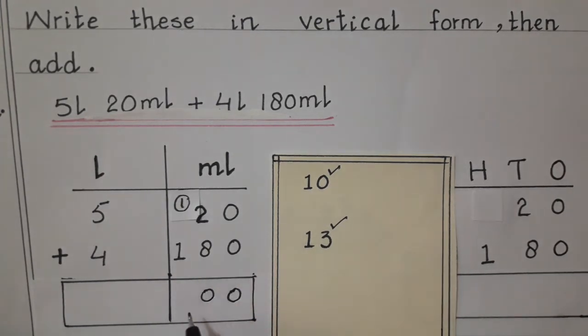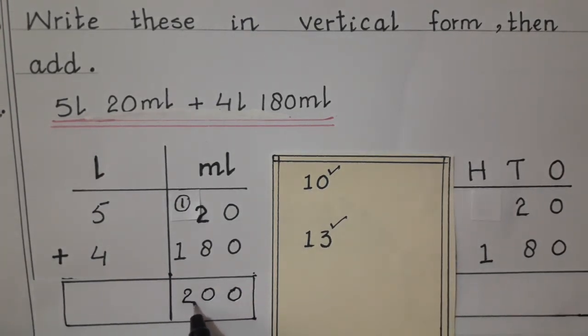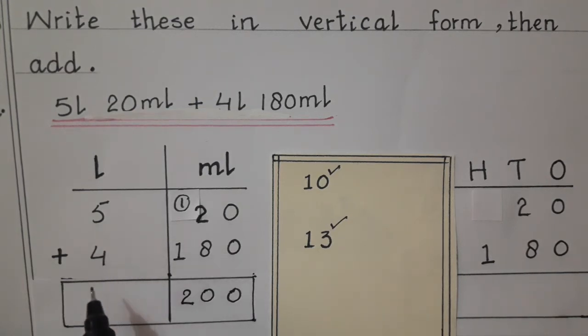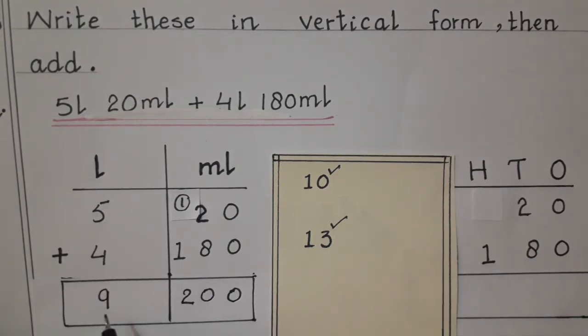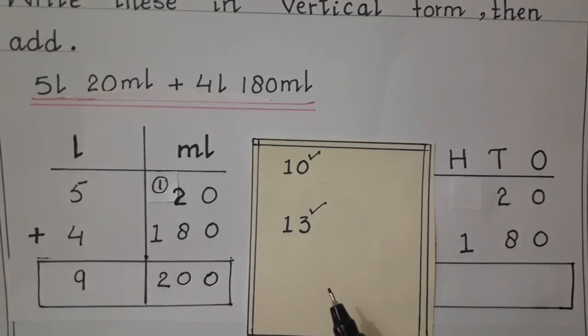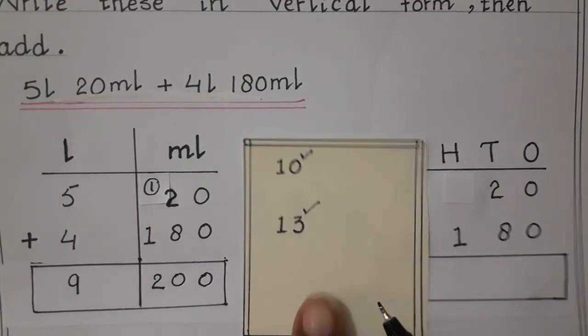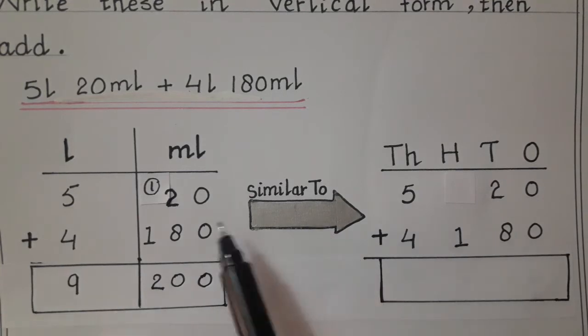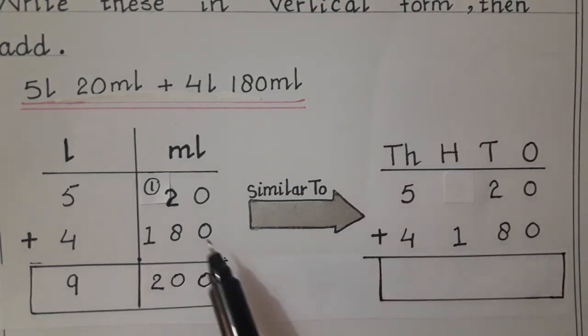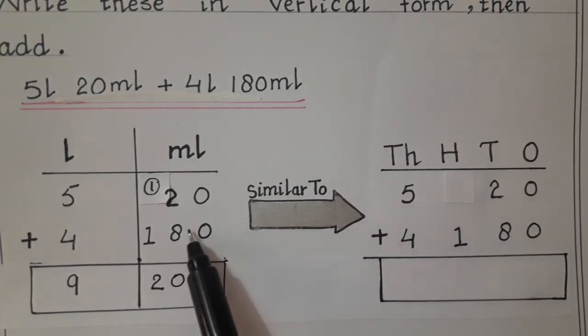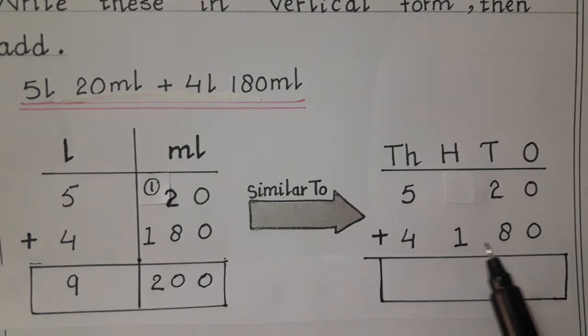1 and 1 is equal to 2, and the next numbers are 5 and 4. Just count on your fingers quickly. Yes, 9. So our answer is 9 liter and 200 milliliter. Students, if we write in our previous method, we will get the same answer. So I write the same numbers over here and just start adding.